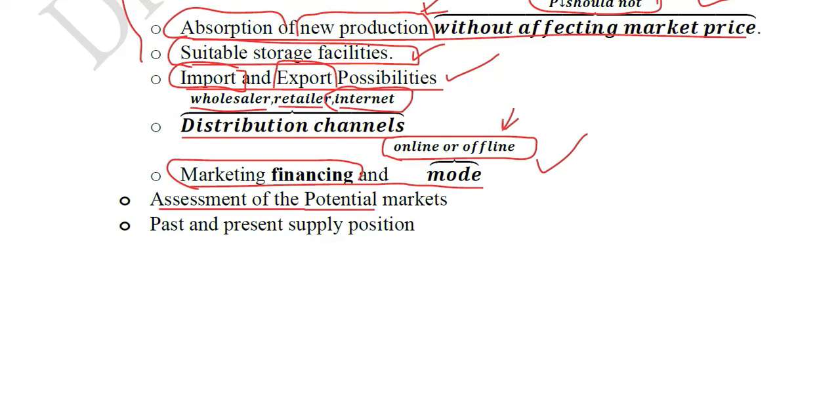We also consider the potential markets, because we want to sell the output, and we need to consider which are the markets where we can sell our outputs. Past and present supply position. What are the past and present supply positions? We need to consider this.